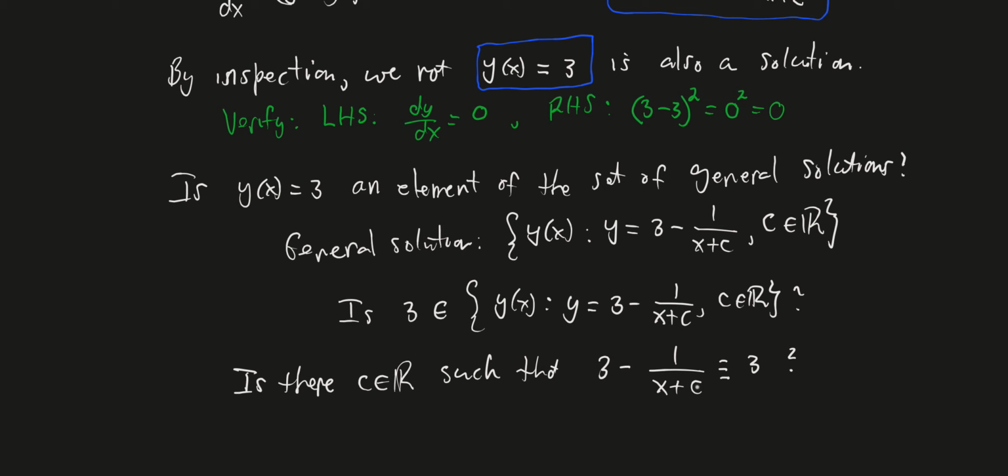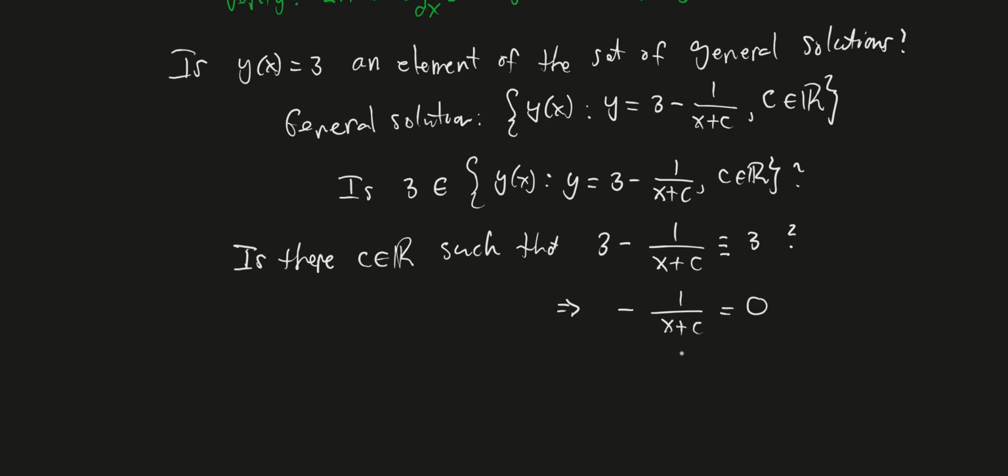Just kind of looking at it, it doesn't seem likely. But let's see. Let's subtract 3 from both sides. So this implies we have negative 1 over x plus c is equal to 0. And I think you see a problem here, because on this side we have a fraction where the numerator is a constant 1, and on this side we have a 0. I don't think there is a value of c, some real number, that when I plug it into this side I'll get 0.